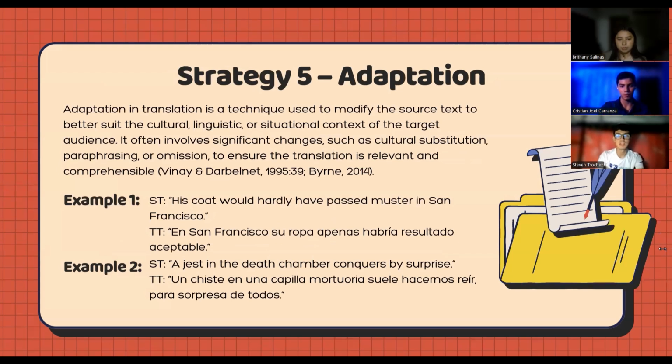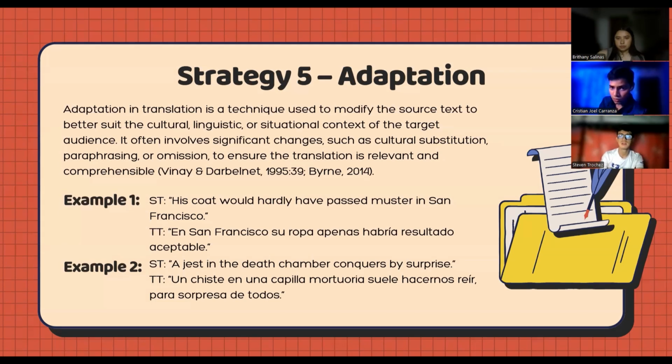Finally, we have adaptation, which is considered by Vinay and Darbelnet from 1995 as the extreme limit of translation and should only be used when there's no equivalent cultural reference in the target language. So in the first example, in the source text, we have, his coat would hardly have passed muster in San Francisco. And in the target text, we have, en San Francisco, su ropa apenas habría resultado aceptable. The idiom pass muster doesn't exist in Spanish, so the translators adapted it to a culturally neutral expression in Spanish.